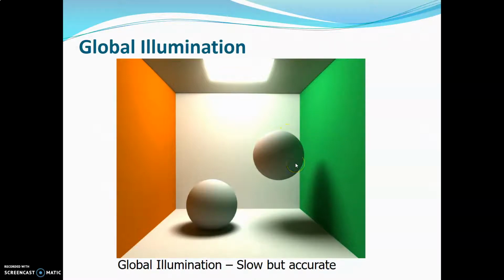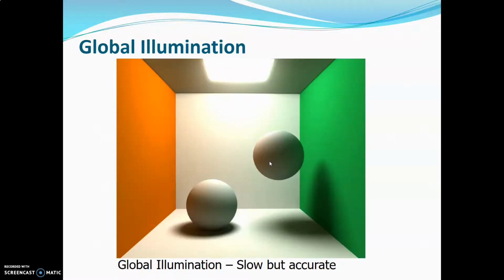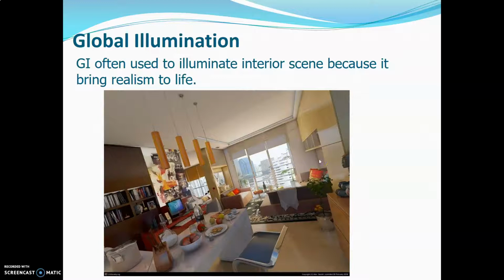GI can be quite slow when it comes to rendering, but it will give you a nice, accurate result as compared to no GI. So this is something that you can consider when you do your rendering. GI is often used in interior rendering, again because it will bring the realism to life.